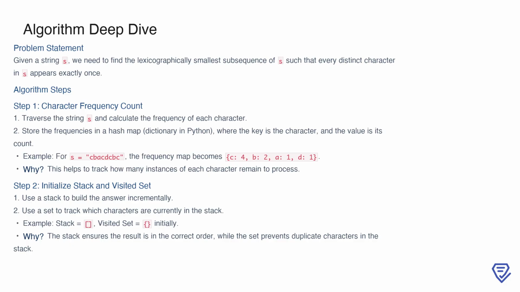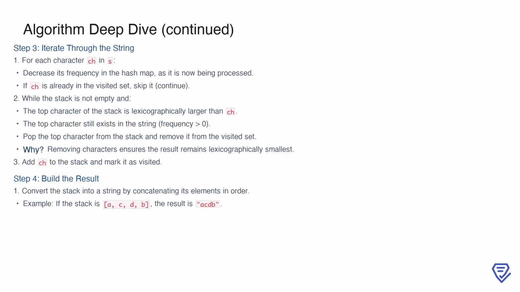Next, we initialize two data structures, a stack and a visited set. The stack is used to build the result incrementally, ensuring characters are added in order, while the visited set helps us avoid adding duplicate characters to the stack. Initially, both the stack and the visited set are empty, and this setup creates the foundation for our solution. Now, we iterate over each character in the string.